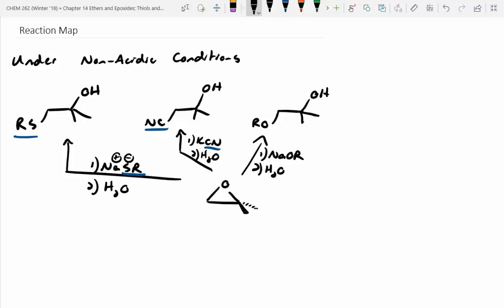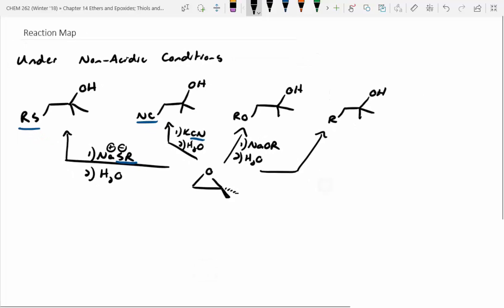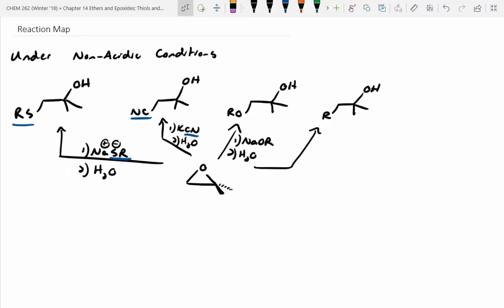Another cool thing you can do is you can actually add in a carbon group. And how can we make a carbon super nucleophilic? You can't just throw methane at it, right? What have we seen where carbon acts as a strong nucleophile? Yeah, the Grignard reagent. And then treat that with water, and you can actually install a carbon group onto an epoxide.